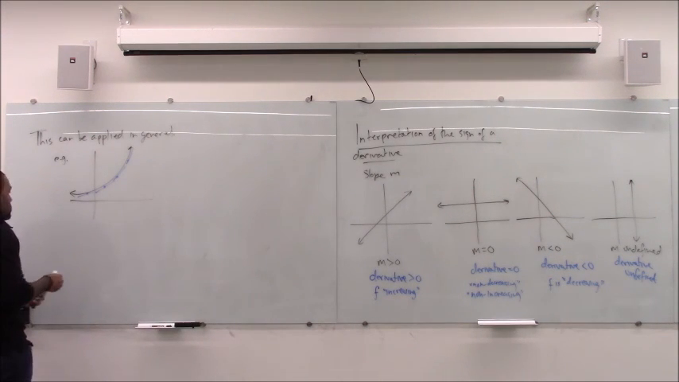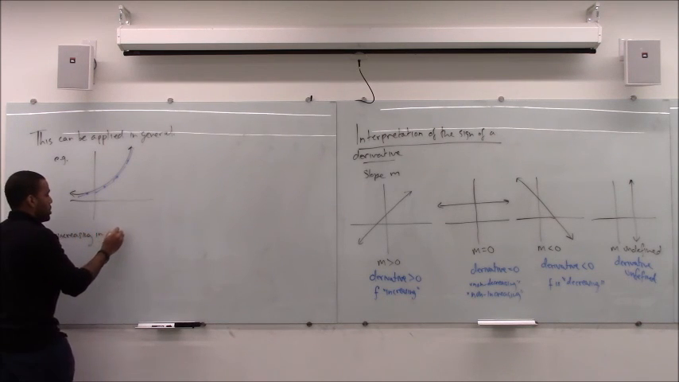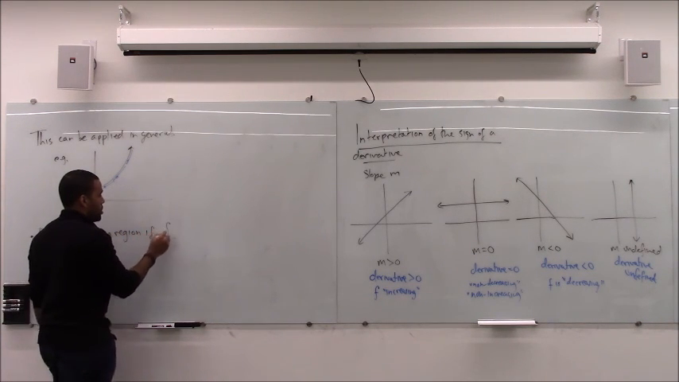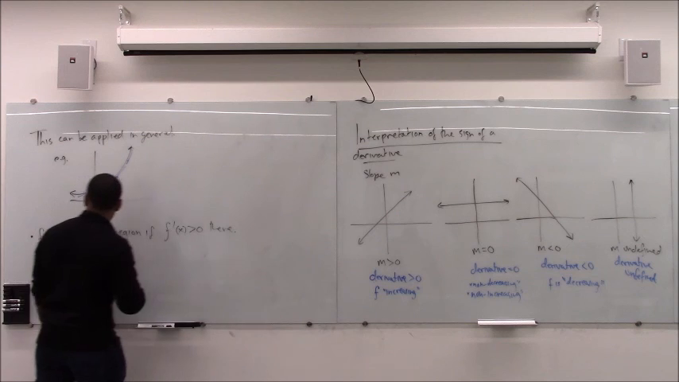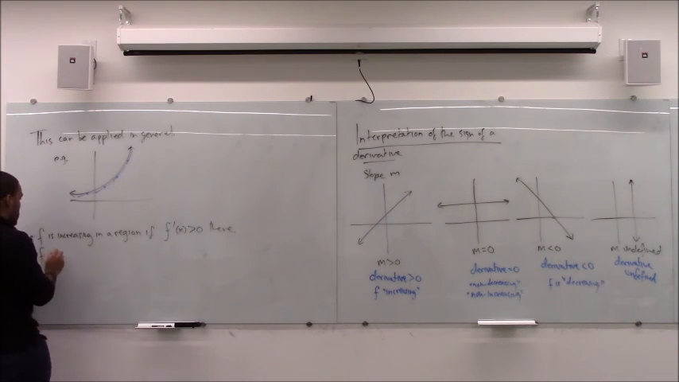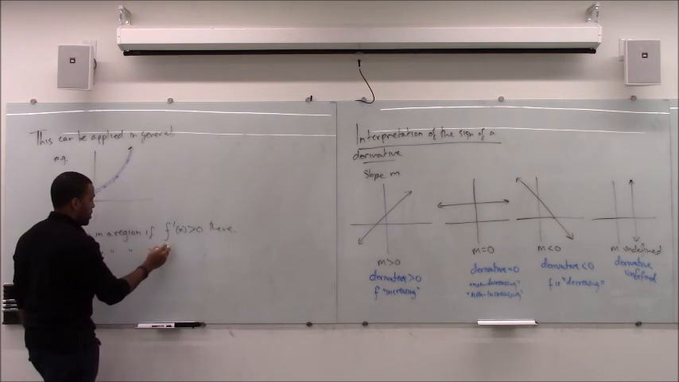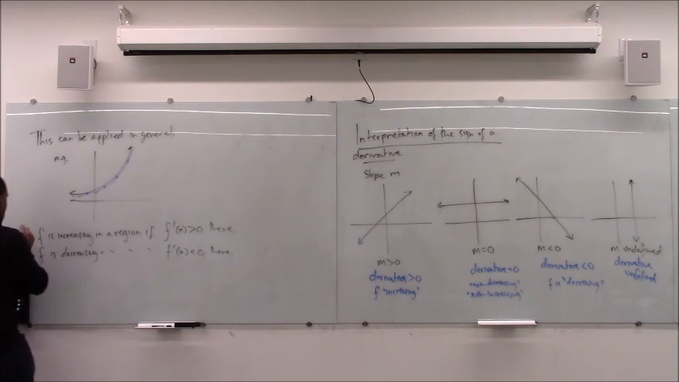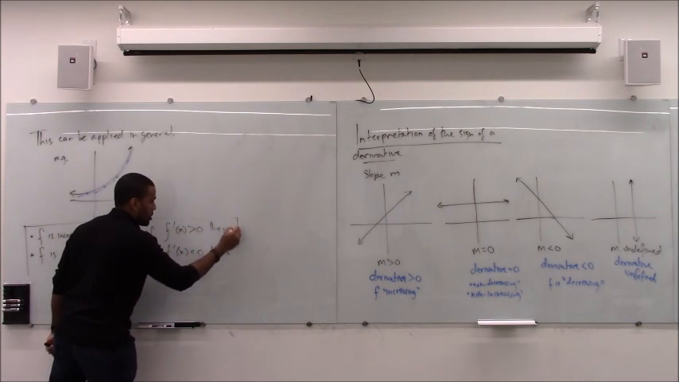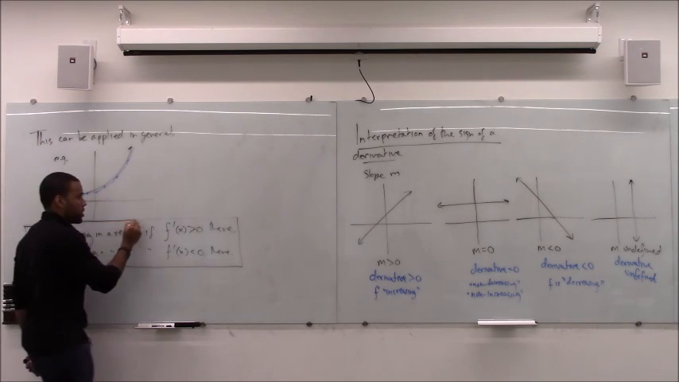So f is increasing in a region if your first derivative is positive there. This is important. f is decreasing if your derivative is negative. So this is an important concept, it's an important interpretation. We can talk about increasing and decreasing in terms of the derivative of a function.